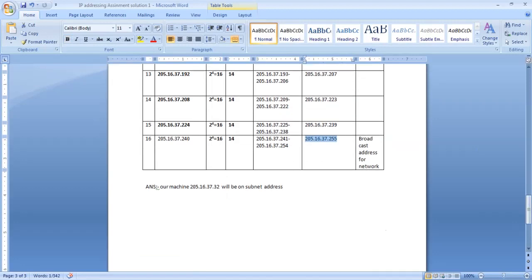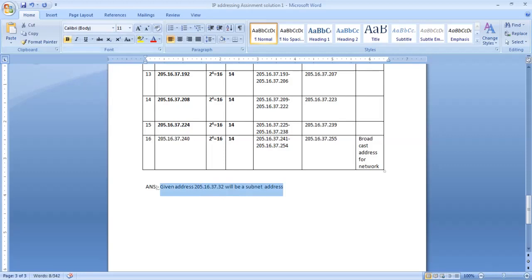So our given address, 205.16.37.32, will be a subnet address. It will not be a computer address. So this is the final answer for our assignment number 1.